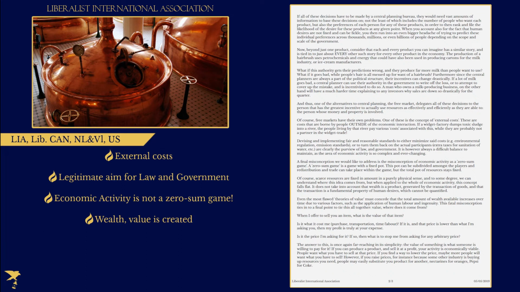If you can produce a product and sell it at a profit, your activity is economically viable. People want what you have to sell at that price. If you find a way to lower the price, maybe more people will want what you have to sell. However, if you raise prices, for instance, because some other industry is buying up resources you need, people may easily substitute your product for another. Nectarines for oranges, Pepsi for Coke, margarine for butter.